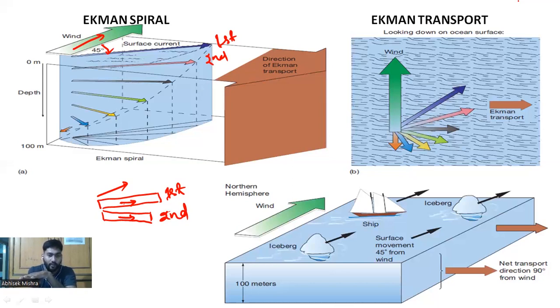So what I am trying to say is, every bottom layer is set in motion because of the frictional effect generated by the layer above. Every layer is set in motion because of the dragging effect caused by the movement of the upper layer. Suppose the second layer is dragged by the movement of the first layer, the third layer is dragged by the movement of the second layer, and the fourth layer is dragged by the movement of the third layer.